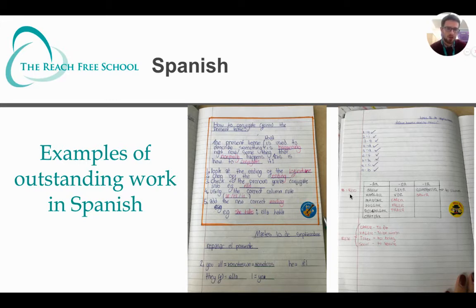We also have something called a reto. Reto means challenge in Spanish. So for every activity, we have a challenge activity. So if pupils have finished or have found it a bit easy, they can do something a bit more challenging and difficult, and that will get them lots and lots of reach points.